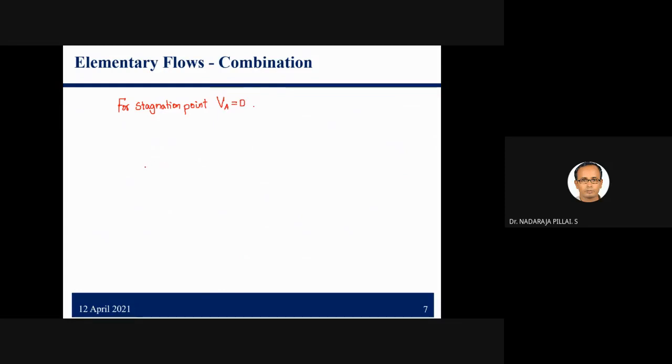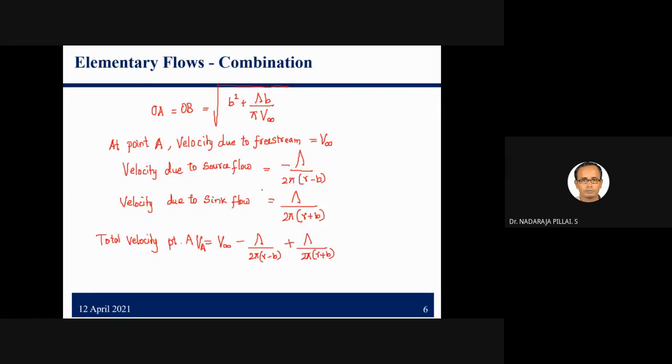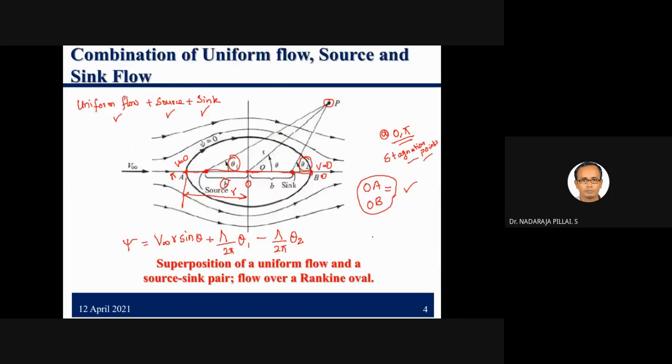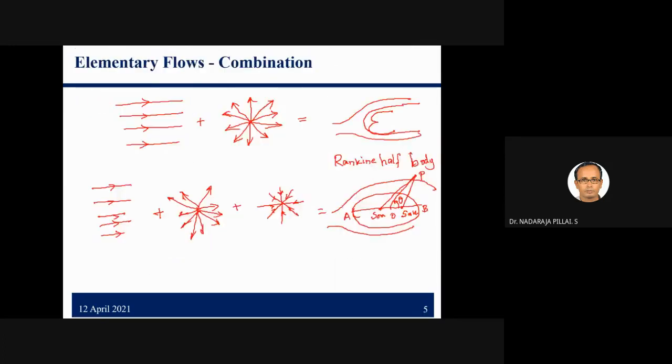So we can equate this VA, V infinity minus lambda by 2 pi into r minus b plus lambda by 2 pi r plus b, to 0. So we can reduce that equation. Please reduce this equation and arrive at R, because our ultimate aim is to calculate R. OA and OB is equal to R. So please calculate.